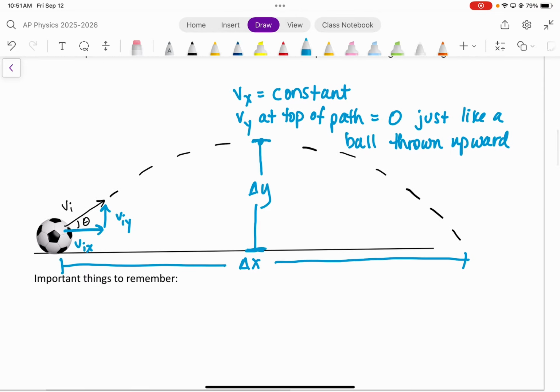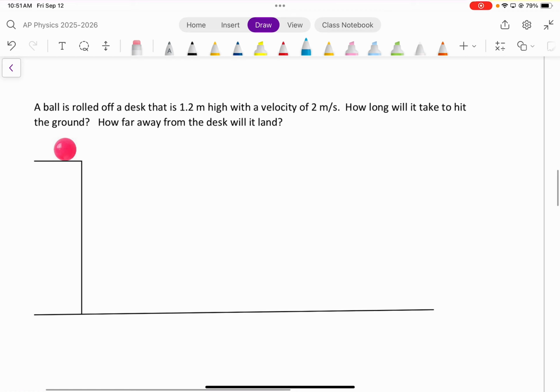All right, important things to remember here: TBD. This is going to be a later lesson. We're going to come back and look at this next week. All right, turn the page and let's do a problem.